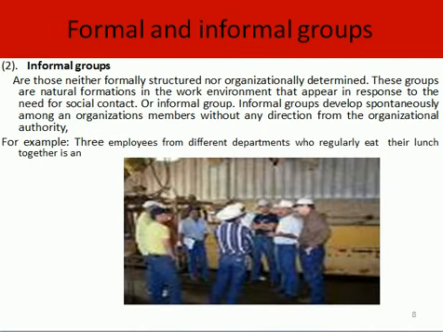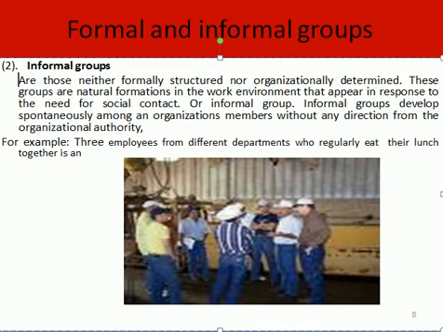While at the same time, we have another kind of group which is called informal groups. So what are informal groups? They are those groups which are neither formally structured nor organizationally determined. These groups are natural formations in the work environment that appear in response to the need for social contact.